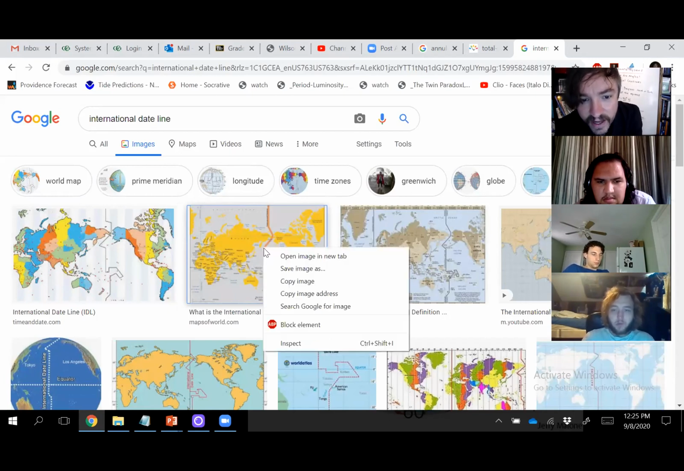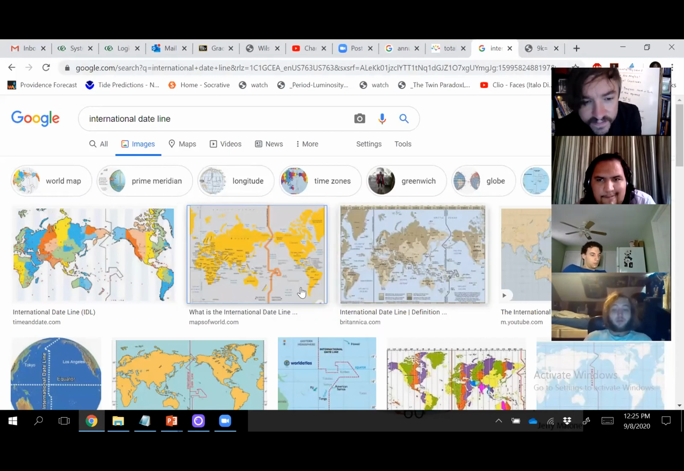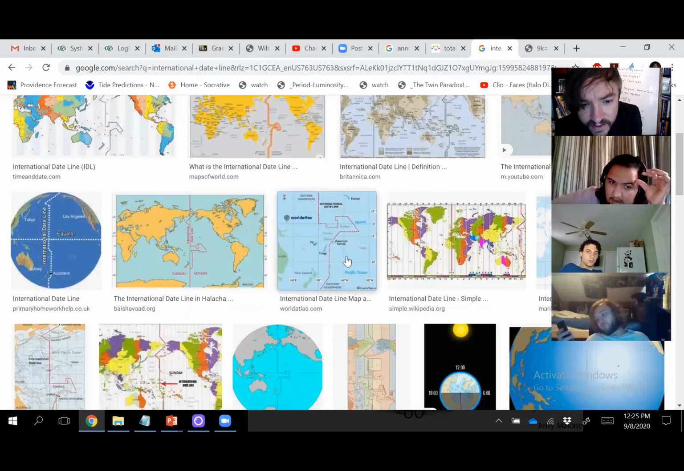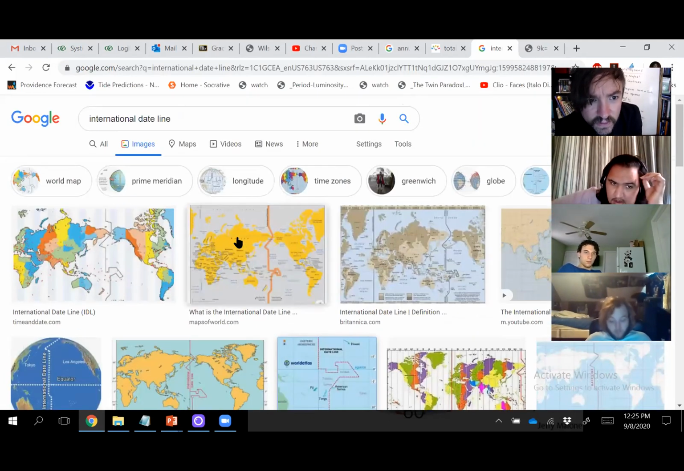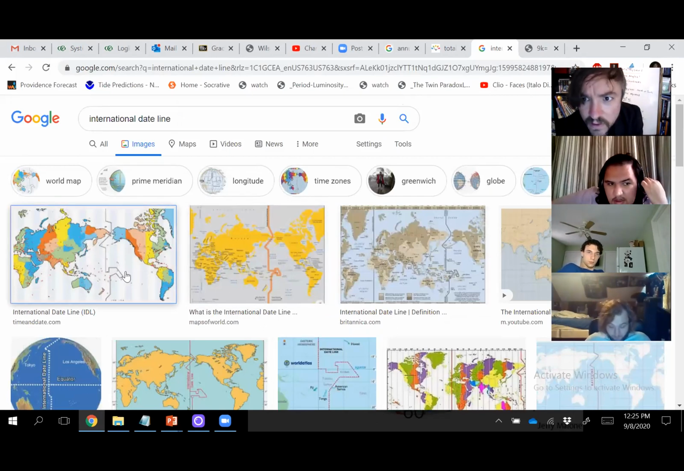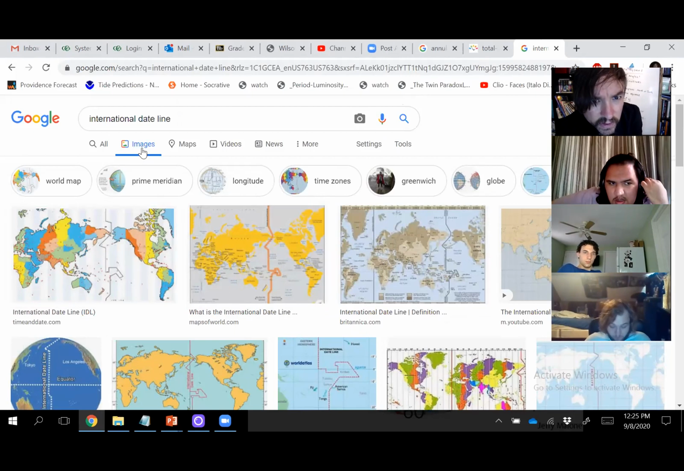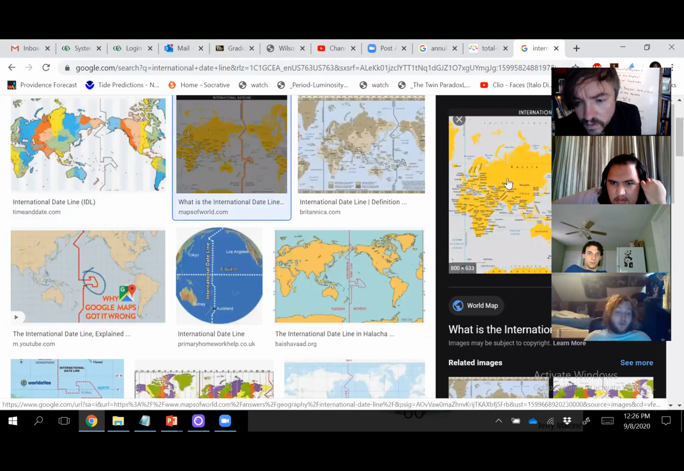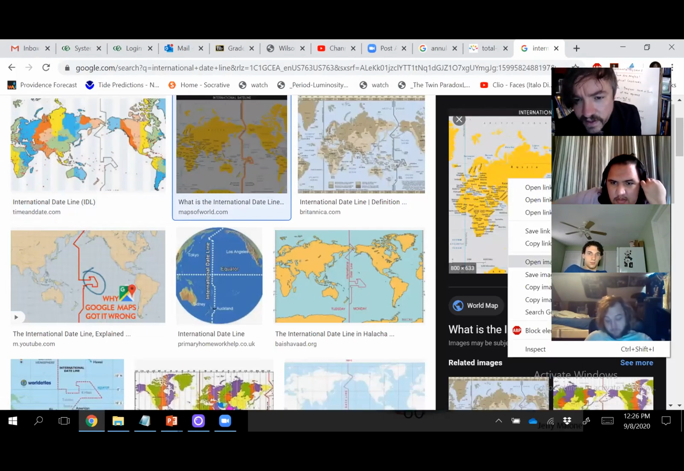Because if you think about it, on a spinning Earth, can I just get a normal picture of the international dateline? On a spinning, why am I having trouble? Did I do something weird? Images. Okay. Whatever it was, I fixed it.